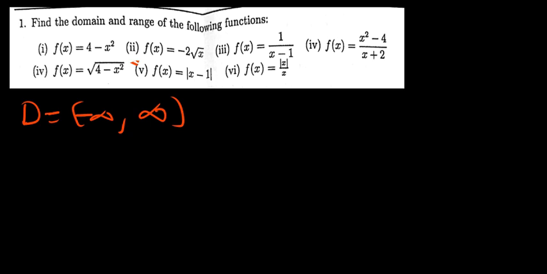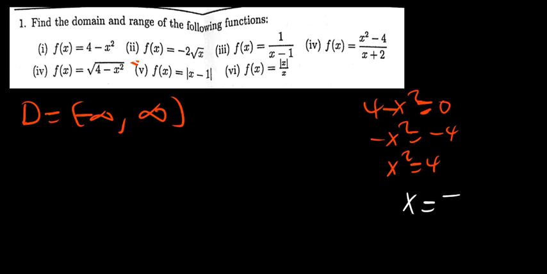Now, if we are to sketch this graph here, we just get this, equate it equal to 0, solve for x. In this case we have 4 minus x squared, equate it equal to 0, solve for x. Negative x squared is equal to negative 4. Negative and negative will go, meaning that x will be equal to plus or minus 2.